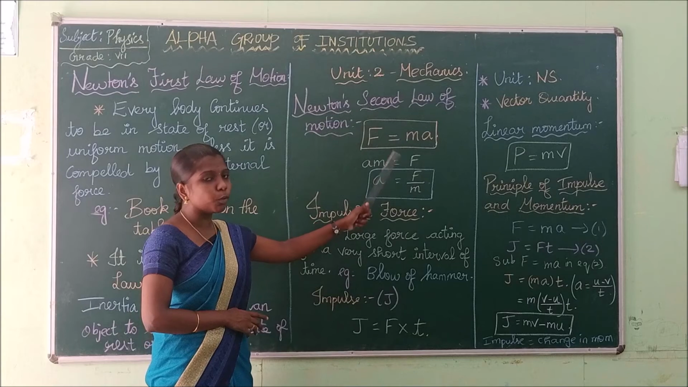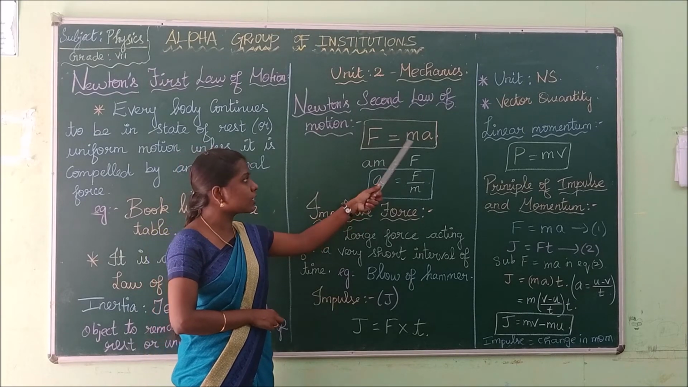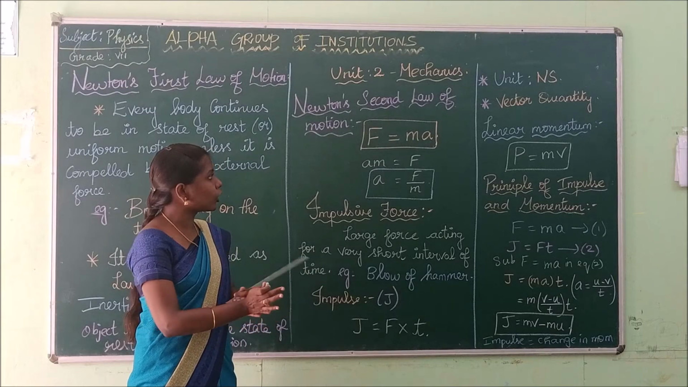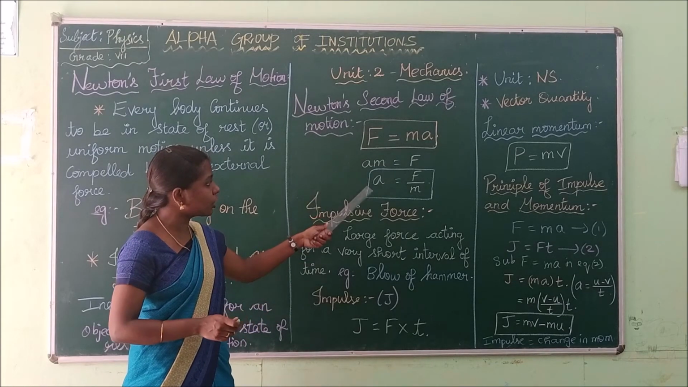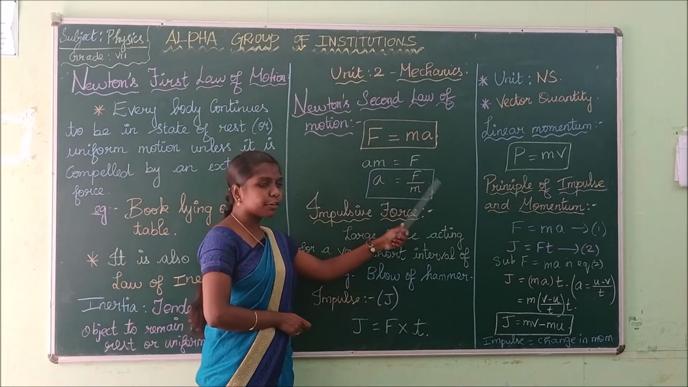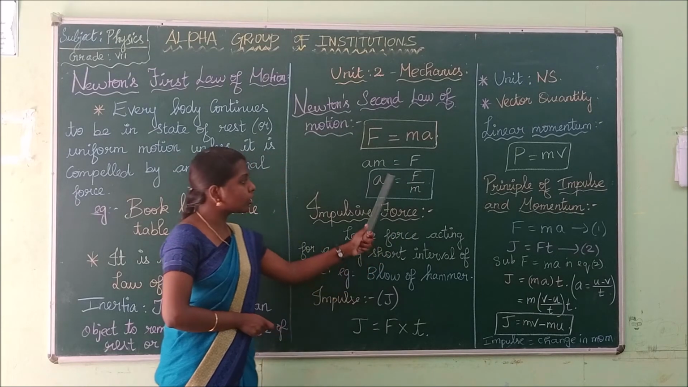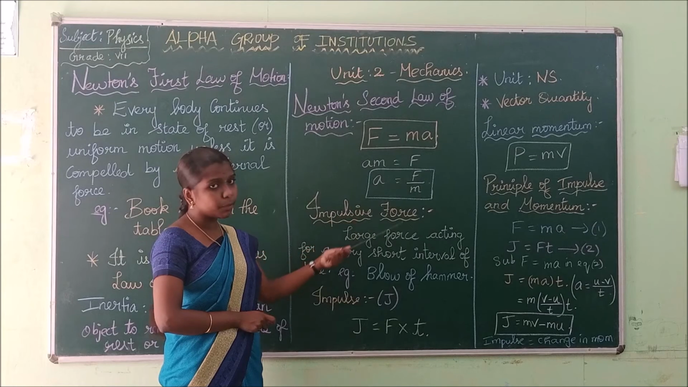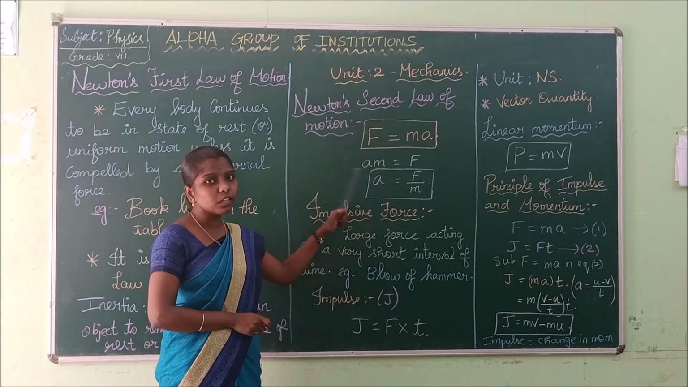The force acting on a body is directly proportional to the mass of the body and acceleration. From this formula we can calculate acceleration. What is acceleration? A is equal to F by m. Acceleration is directly proportional to the force acting on a body and inversely proportional to the mass of the body.